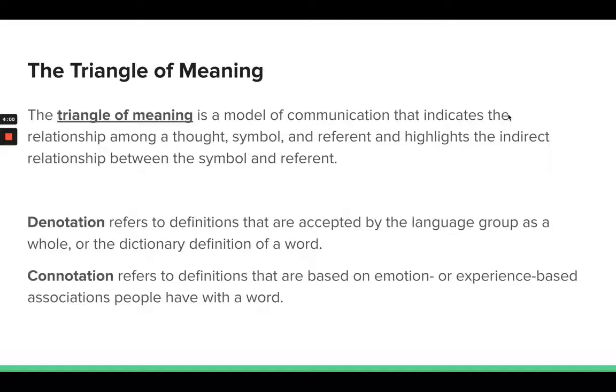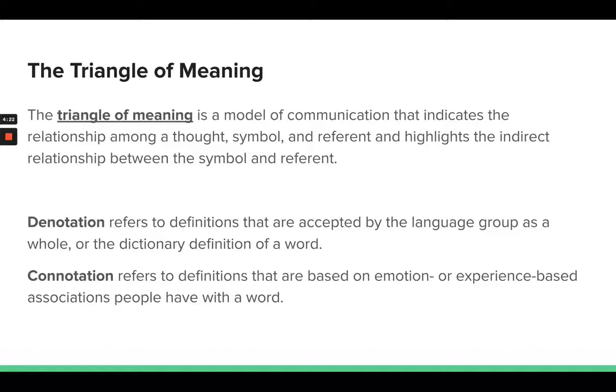The triangle of meaning is a model of communication that indicates the relationship among a thought, symbol, and referent, and highlights the indirect relationship between the symbol and referent. So the triangle of meaning is basically looking at the relationship between the thought we have, the symbol, and the way we communicate that message.